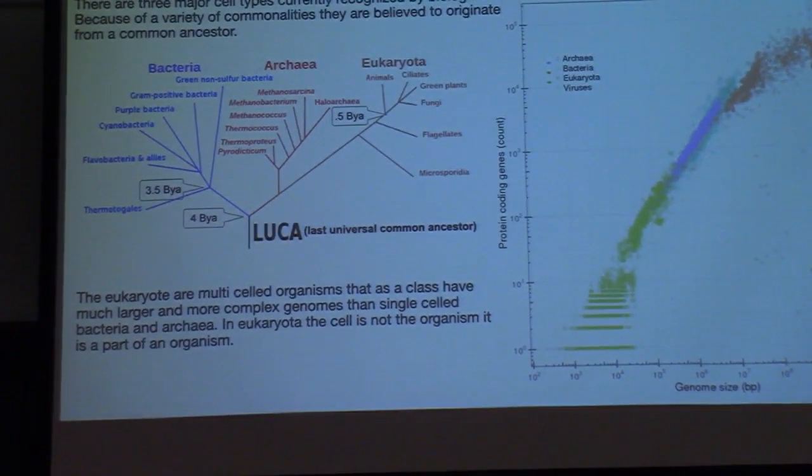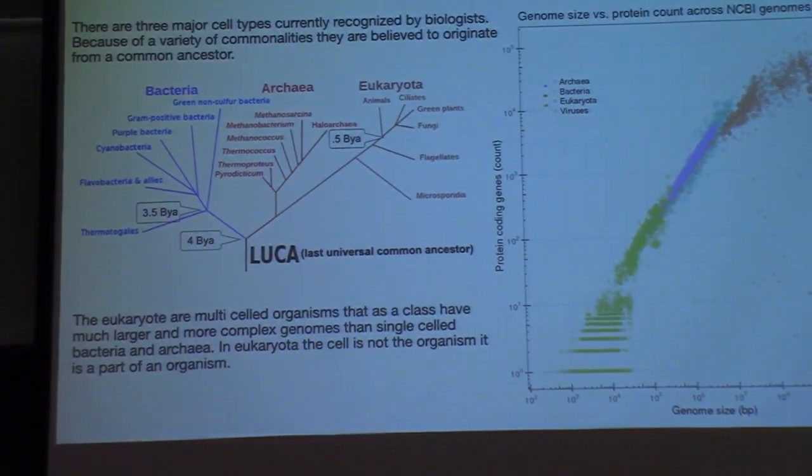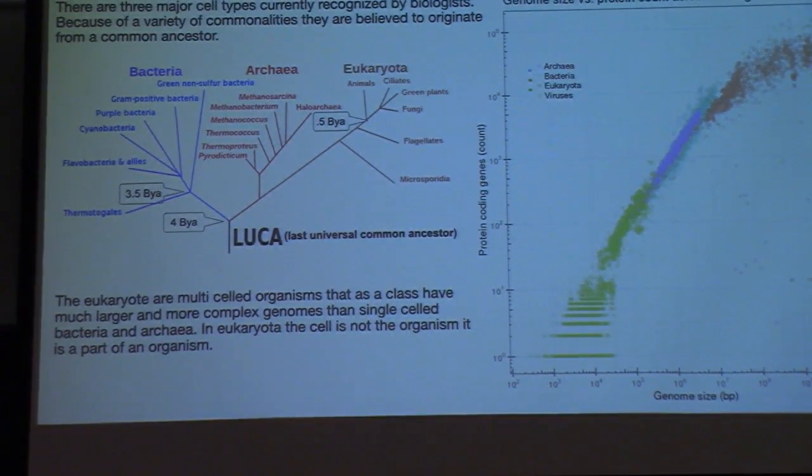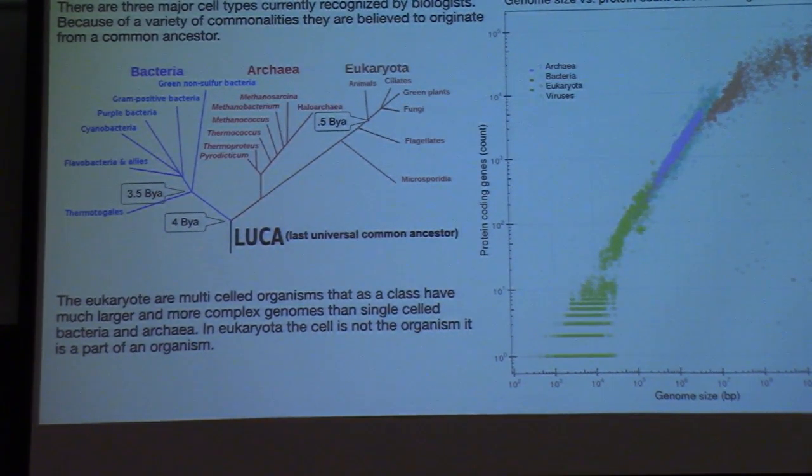These guys, the bacteria and archaea, are called prokaryota because they don't have a nucleus to their cell. Now, the eukaryota are multi-cell organisms that as a class have a much larger and more complex genome than the single-cell bacteria and archaea. And in eukaryota, the cell is not the organism, it's just a part of the thing.